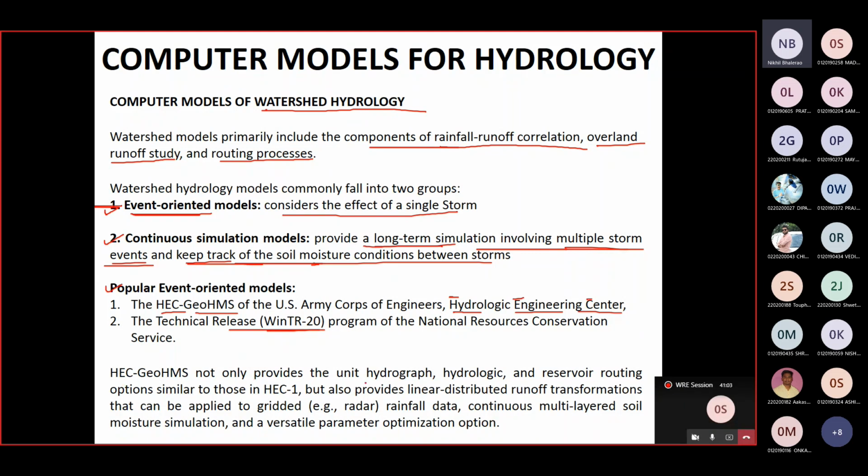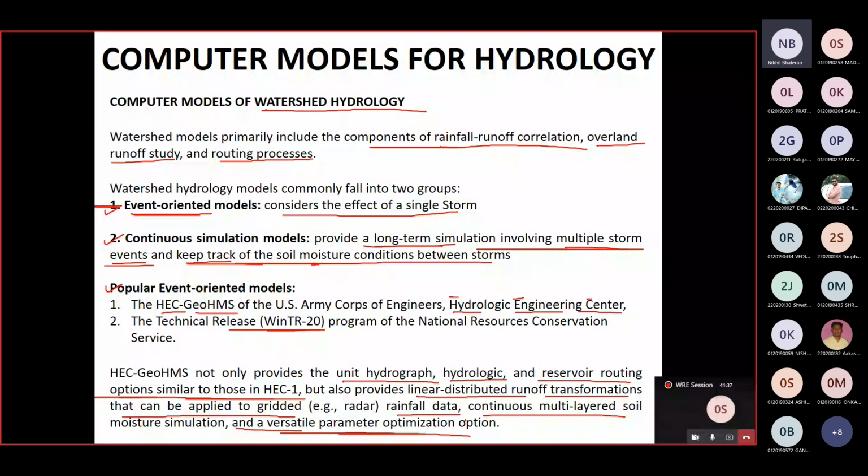So this is not only going to provide the unit hydrograph, hydrologic and reservoir routing options which are similar to HEC-1, but along with that it also provides linear distribution of runoff transformations that can be applied to gridded radar rainfall data, continuous multi-layer soil moisture simulations, and versatile parameter optimization options. So this is about the event oriented models. There are so many softwares, but these are the popular models that can be used.